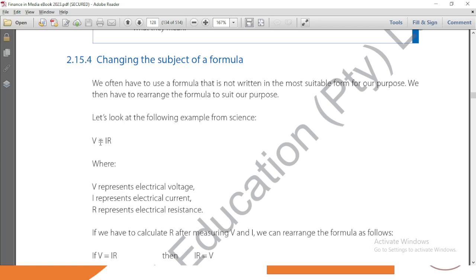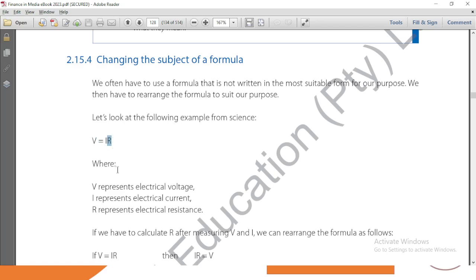So since we have V multiplying equals to IR, what we basically do under this equation is try to get R to be left alone on one side so that it can become the subject of the formula. For R to become the subject of the formula, it has to stand alone within the whole equation. Before, V was the subject of the formula, but this time we want to make R the subject.